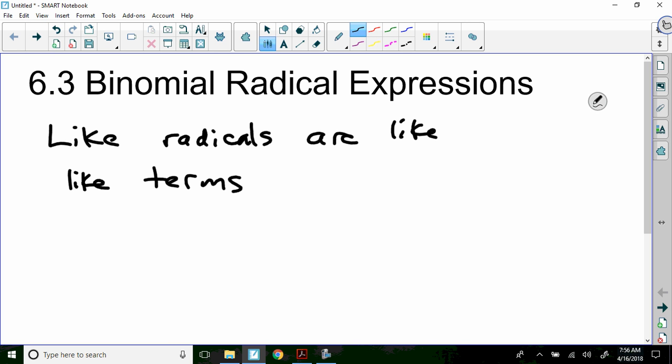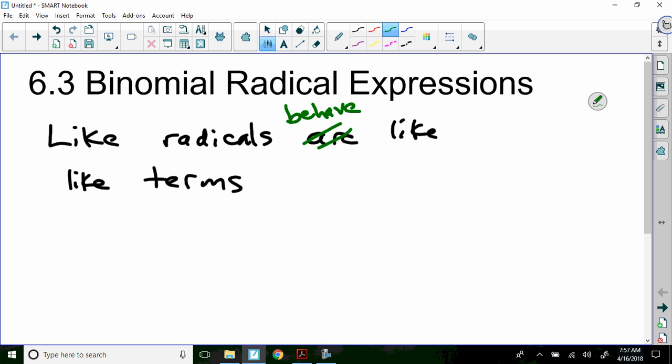And when I say the word are, pirates like to say are a lot. Maybe I should replace that with the word behave. It's kind of weird to talk about terms and an expression behaving a particular way, but that's really what they're doing. So that's really the gist of the lesson in a nutshell. Like radicals, that's what this is all about.